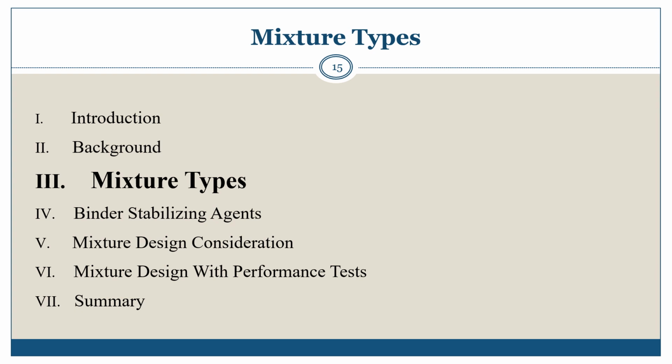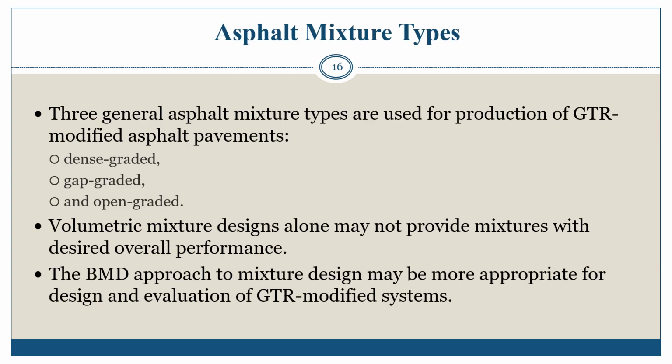A brief discussion of mixture types. GTR modified binders have been successfully used on the three general asphalt mixture types: dense graded, gap graded, and open graded.